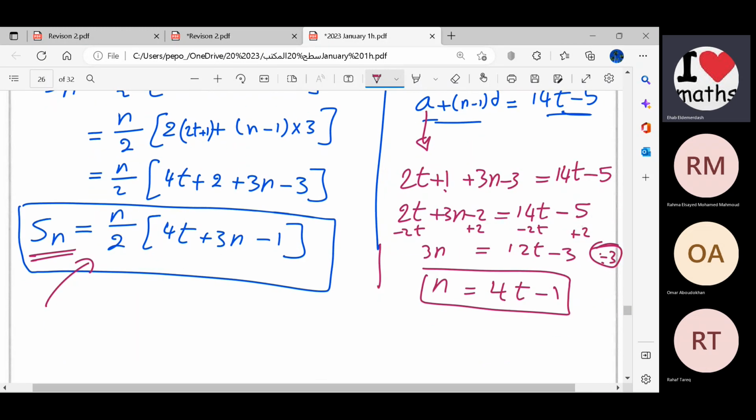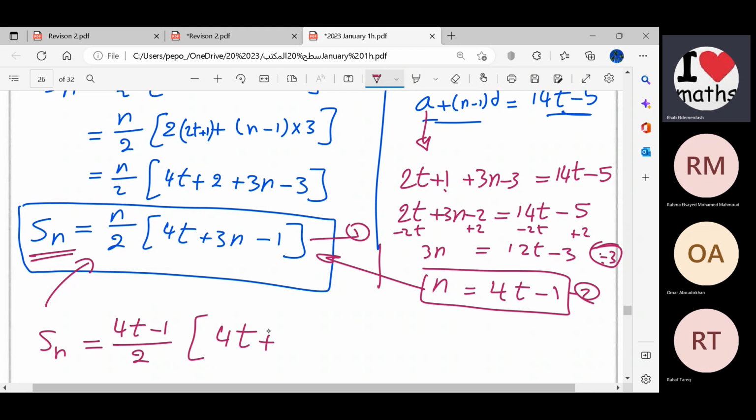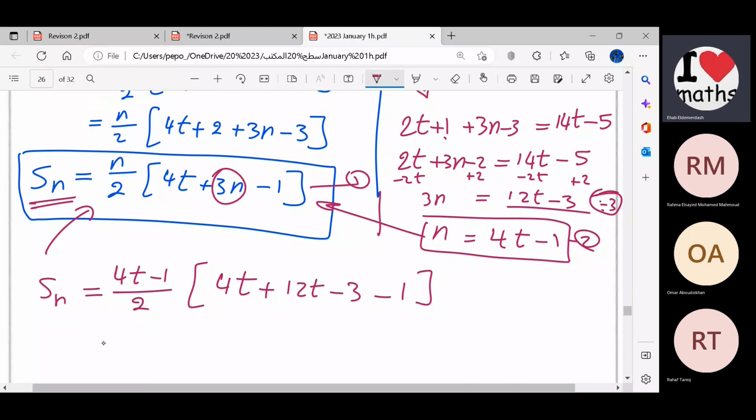Okay, what should I do? I will merge into the Sn. I will take this and replace it there. This is equation number 1 and this is equation number 2. I will use equation number 2, Anas, to put it in equation number 1. So let's go back to this sum. Sn is equal to what? N over 2. I will remove N and replace it by 14 minus 1 over 2 into the bracket 14 plus 3N. I can replace the 3N with 12T minus 3, and then minus 1. Agreed? Okay, let's continue.